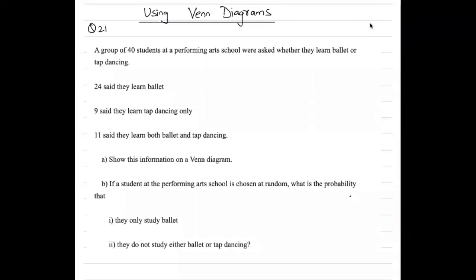Okay, so a group of 40 students at a performing arts school were asked whether they learned ballet or tap dancing. 24 said they learned ballet, and 9 said they learned tap dancing only. 11 said they learned both ballet and tap dancing. Show this information on a Venn diagram.